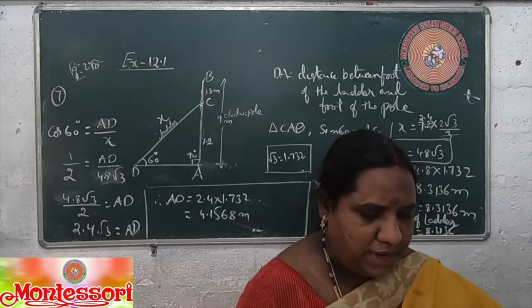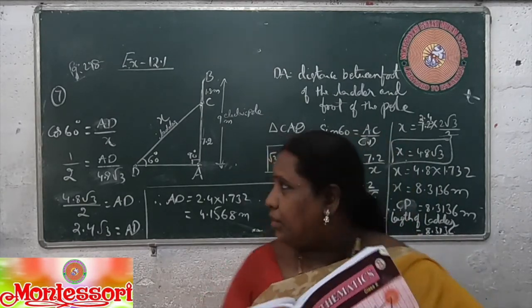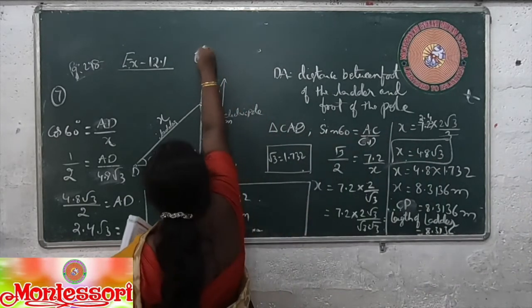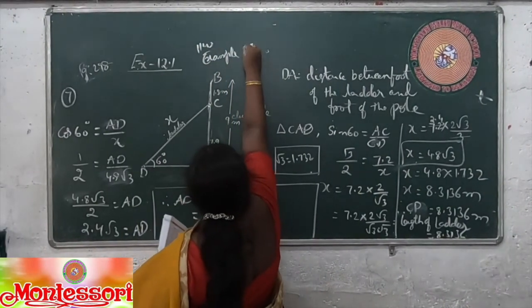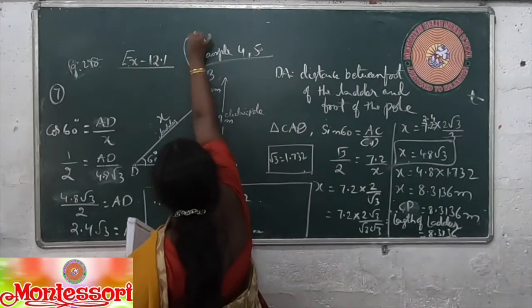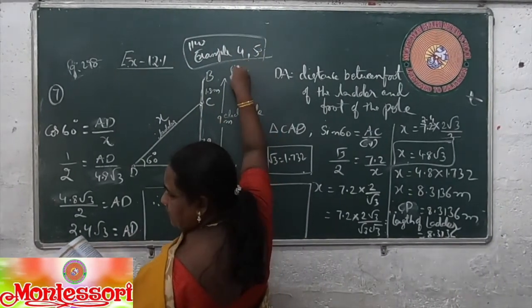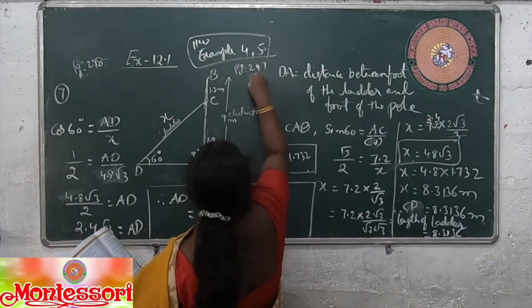Now do the 9th sum as homework, or do Exercise 4.5, page numbers 297, 298.